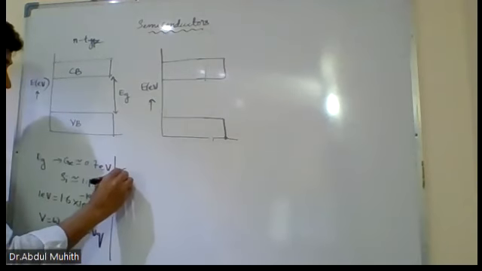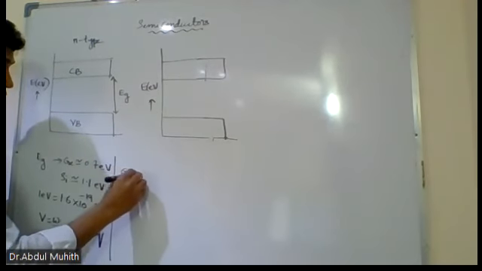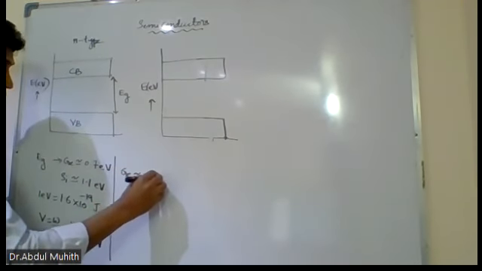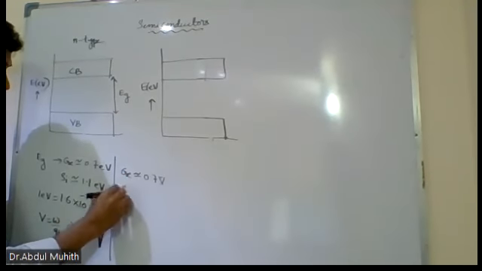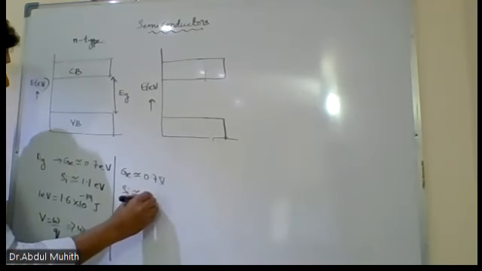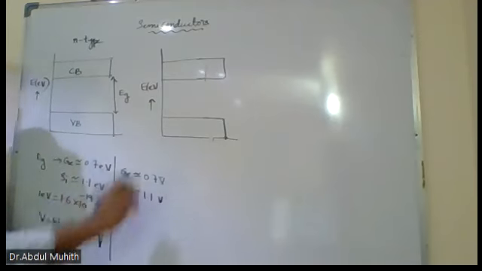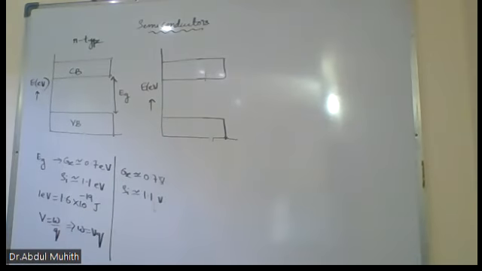There it is for germanium. It is 0.7 electron volt. Sorry, not volt. And for silicon, it is breakdown voltage. It is actually 1.1 volt. Okay, that's breakdown voltage.